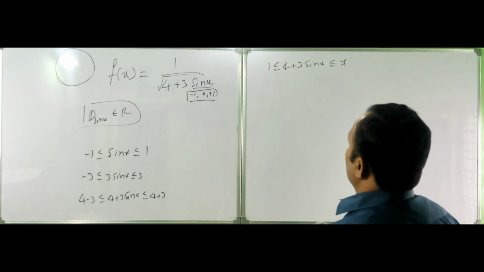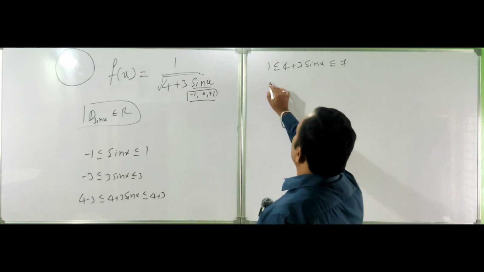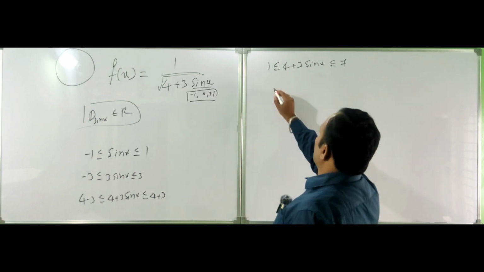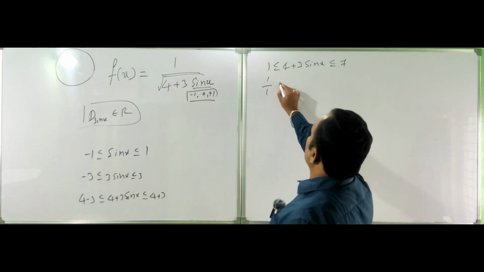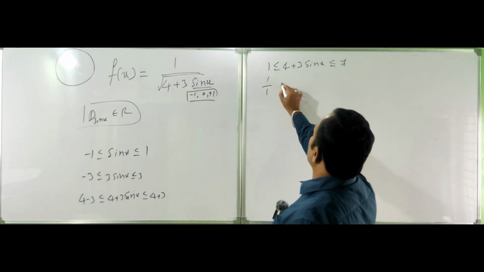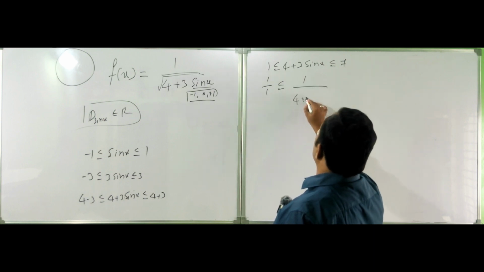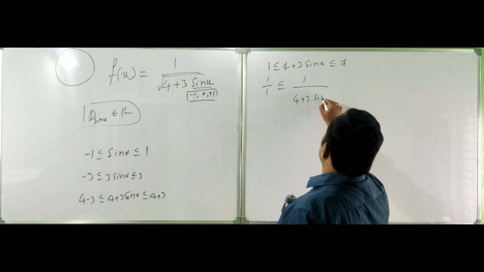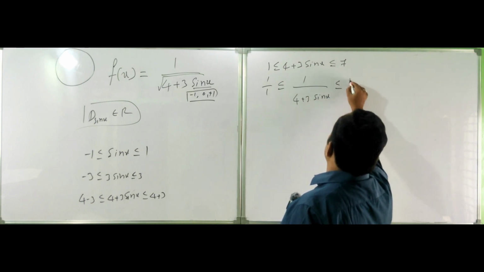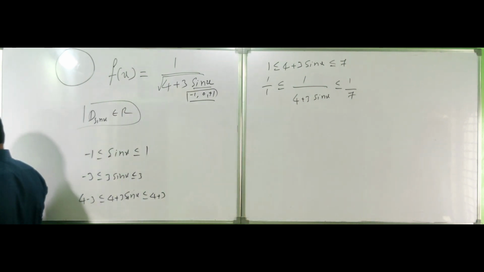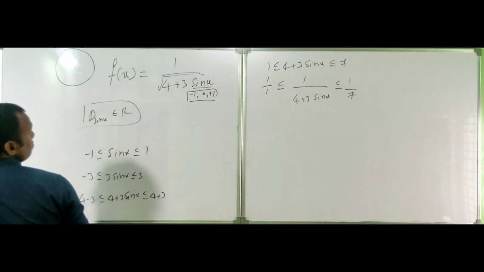Okay, we want the reciprocal, so take the reciprocal. Again 1 by 1 becomes 1 by 4 plus 3 sin x, less than or equal to 1 by 7. This is the most confusing area. It's less than 7 now.